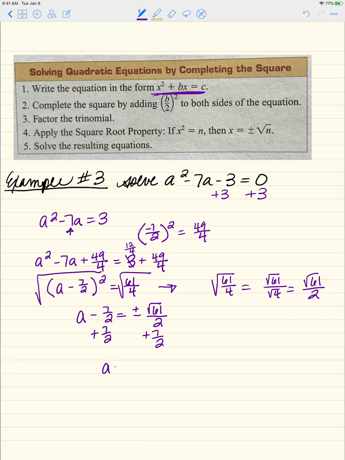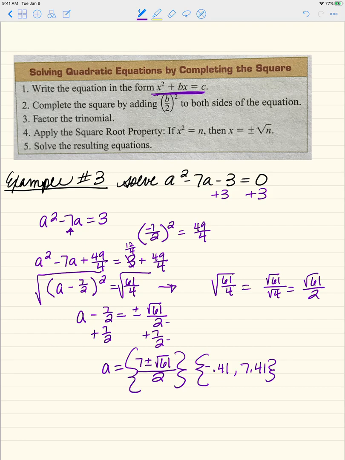to both sides. A is equal to, those have the same denominator, so 7 plus or minus the square root of 61 over 2. That is the answer, okay? If you were asked to give a decimal approximation of this, you would do 7 minus the square root of 61 over 2 and 7 plus the square root of 61 over 2. Okay, that would give you negative 0.41 and 7.41. Decimal approximations, radical answers.